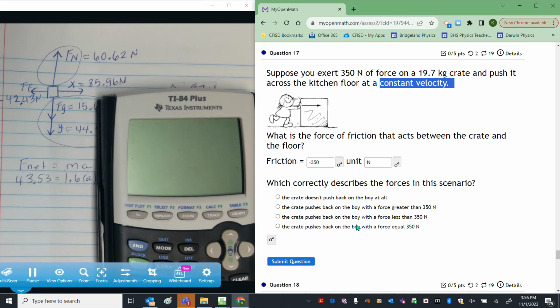If the boy is pushing forward on the crate, the crate would push back on the boy, and it will be with an equal amount of force. Equal and opposite, there we go, third law.